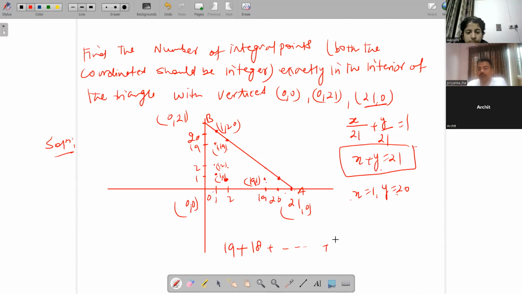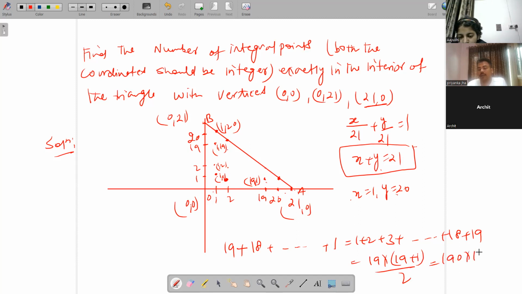So only 1 point. So you can see now this is your 1 plus 2 plus 3 plus up to 18 plus 19. So this is the sum of first 19 natural numbers. That is n into n plus 1 by 2. That is 19 into 10, sorry, that is 19 into 10, 190. Understood?